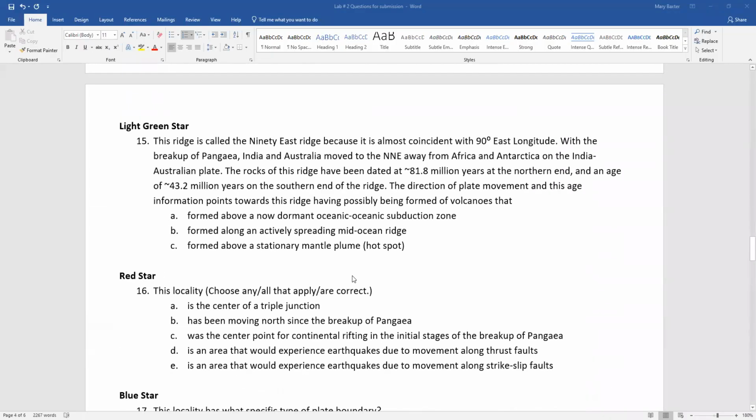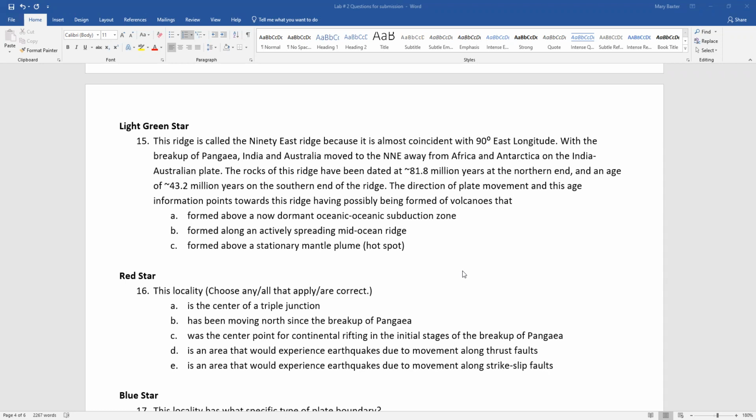Light green star. This ridge is called the 90 East Ridge because it is almost coincident with 90 degrees east longitude. With the breakup of Pangaea, India and Australia moved to the north-northeast away from Africa and Antarctica. And both of them, India and Australia, are positioned on what we call the India-Australian plate. The rocks of this ridge have been dated at about 81.8 million years old at the northern end and an age of 43.2 million years on the southern end of the ridge.